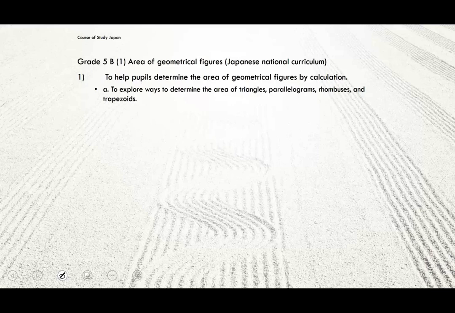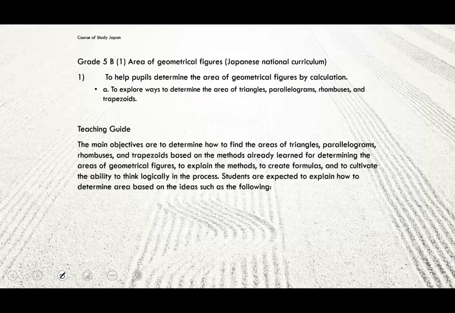The Japanese national curriculum elaborates a little more about this, with a clearer expectation for area measurement in the upper grades. In grade 5, they focus on helping pupils determine the area of geometrical figures by calculation. So they explicitly say calculation. They explore ways of determining the area of triangles, parallelograms, rhombuses, and then trapezoids.